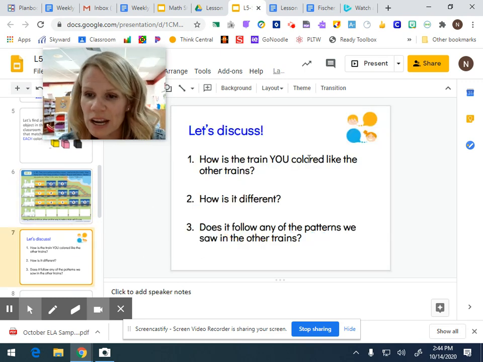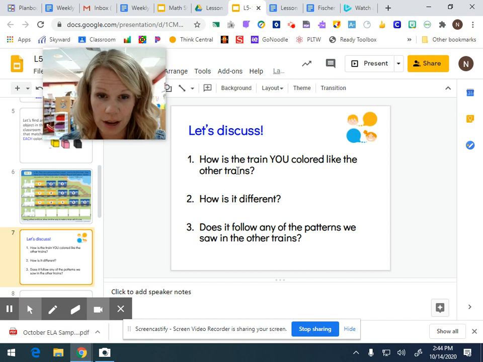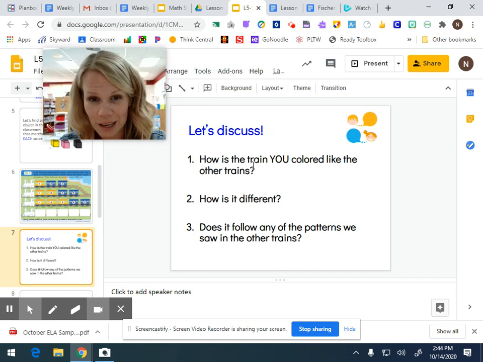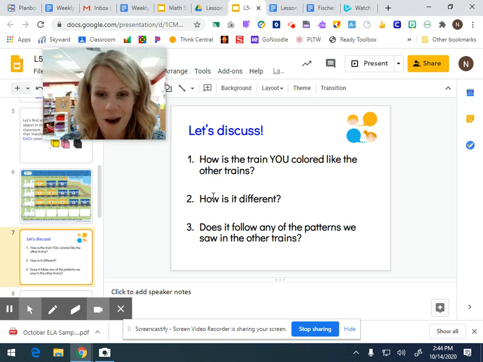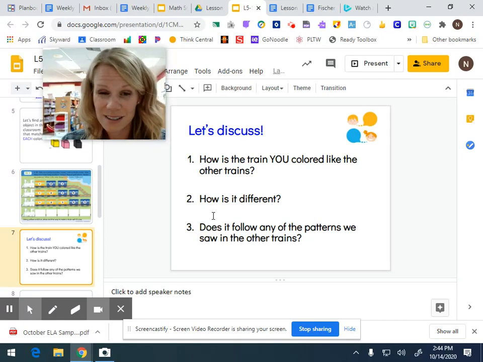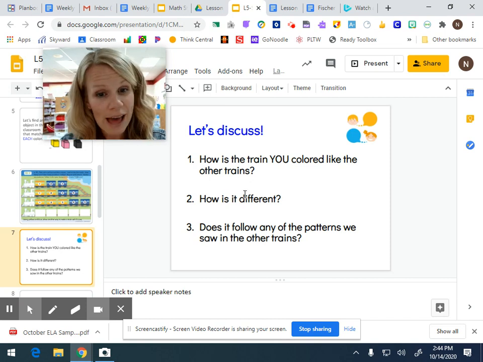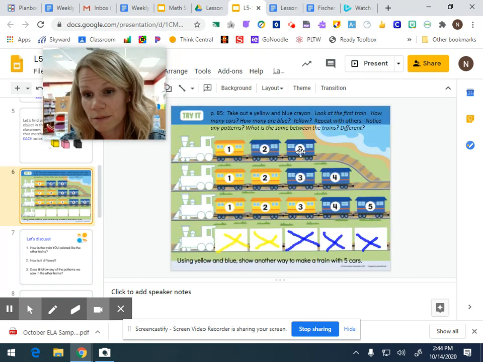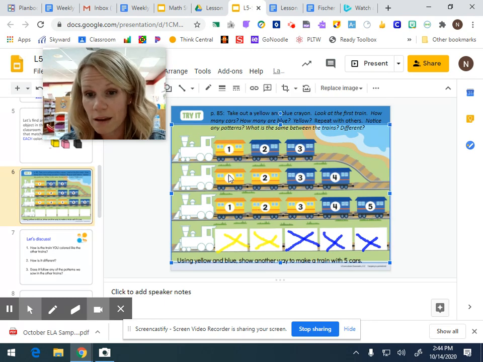So how is the train you colored like the other trains? How is it like? We use the same colors, right? We use blue and we use yellow. Awesome. How's it different? Did we all have the same color yellow cars? Did we all have the same color blue cars? Probably not. And in this picture, they're different, okay? There's only 1 yellow and 2 blues, okay? Here there's 2 yellows and 2 blues. Here there's 3 yellows and 2 blues.